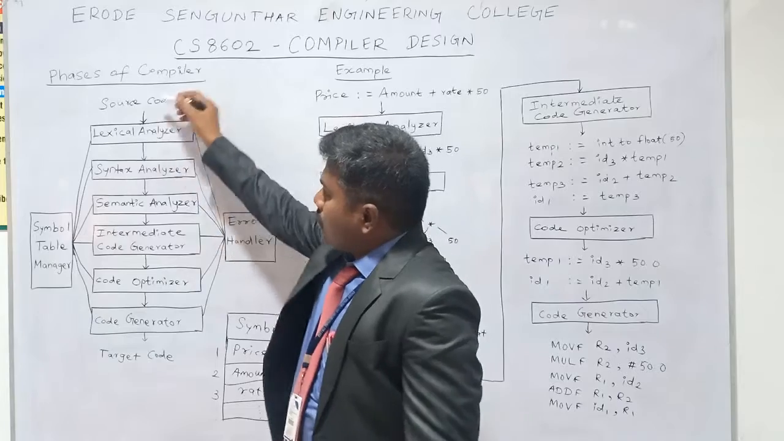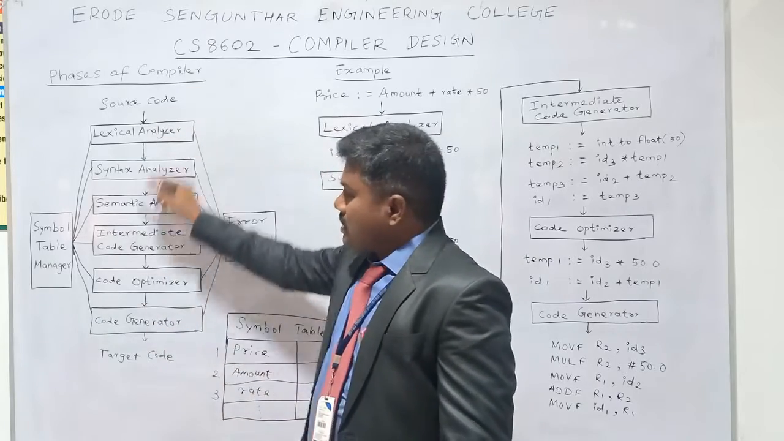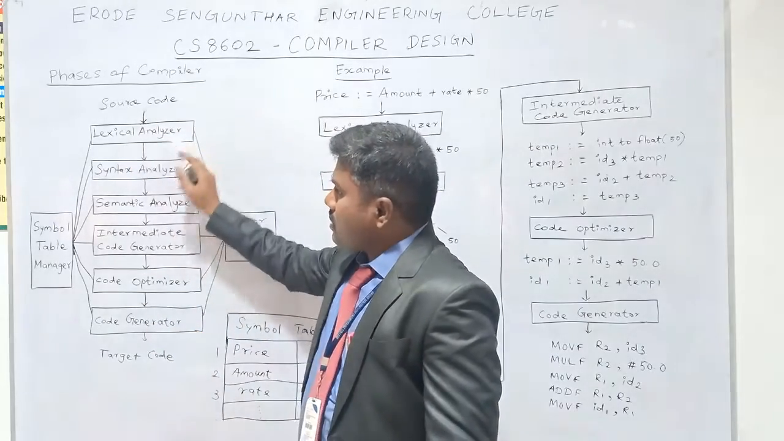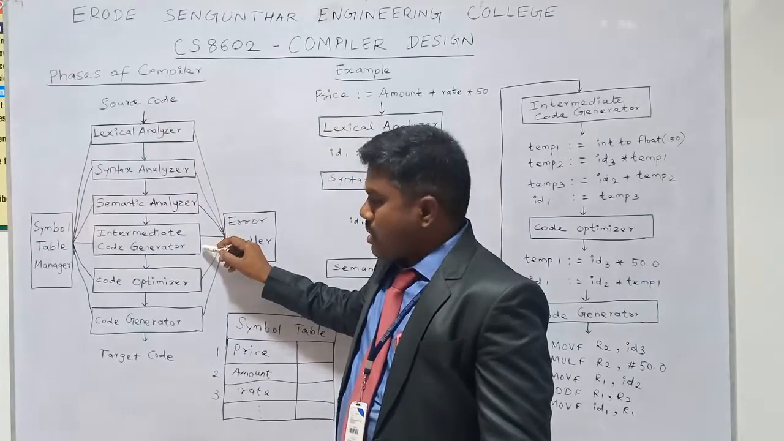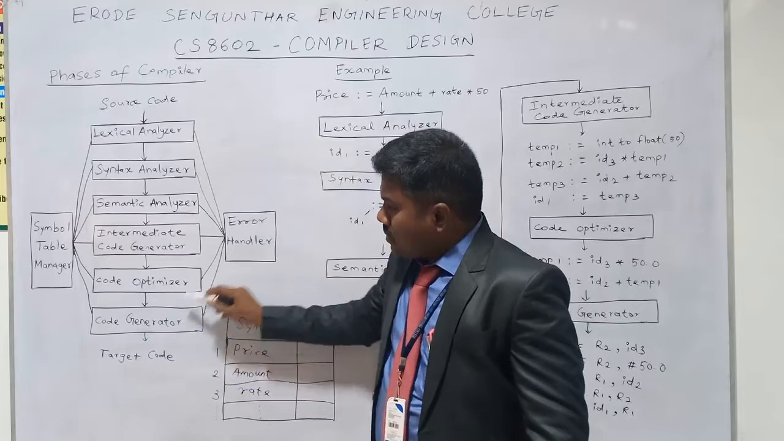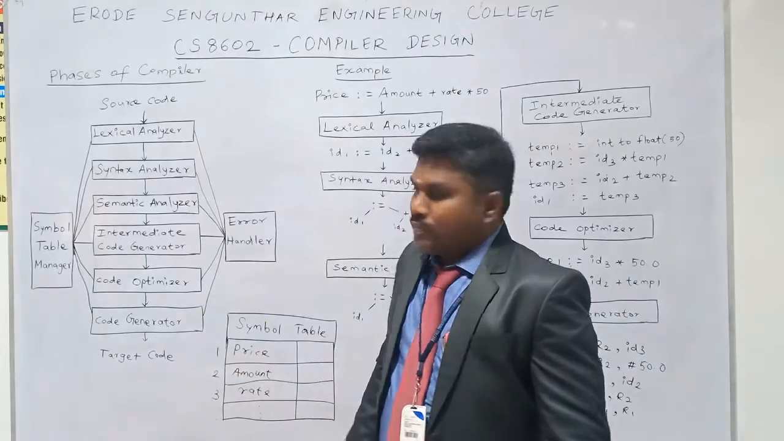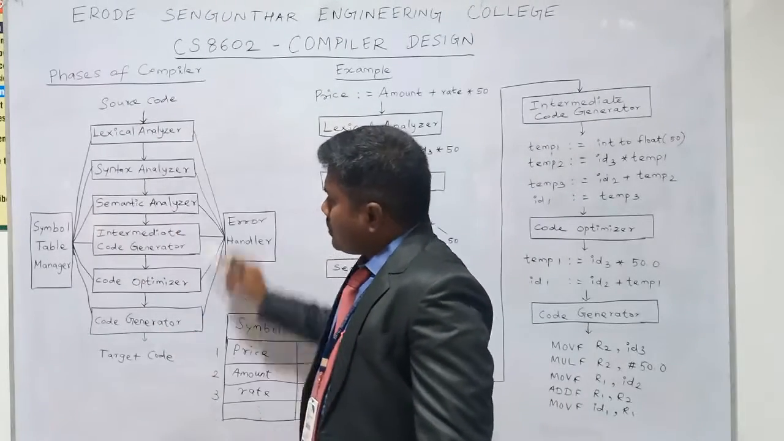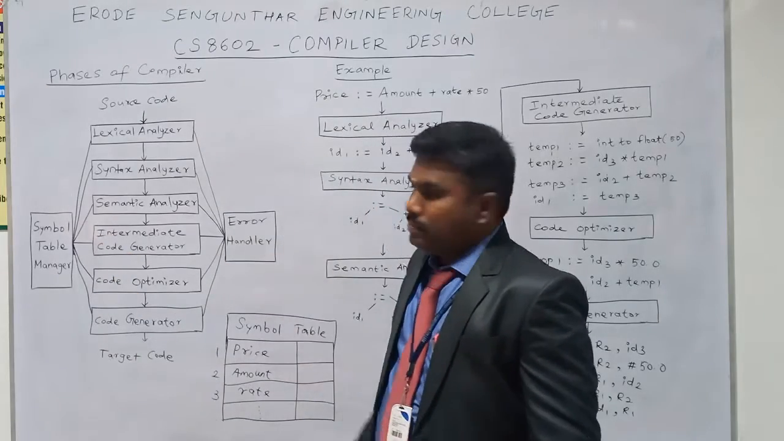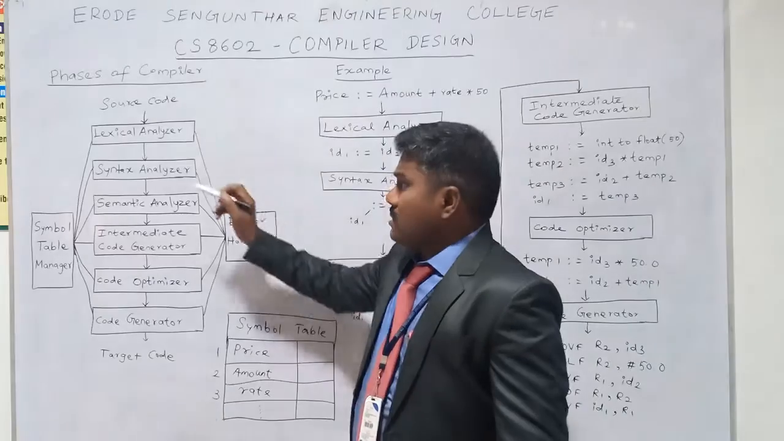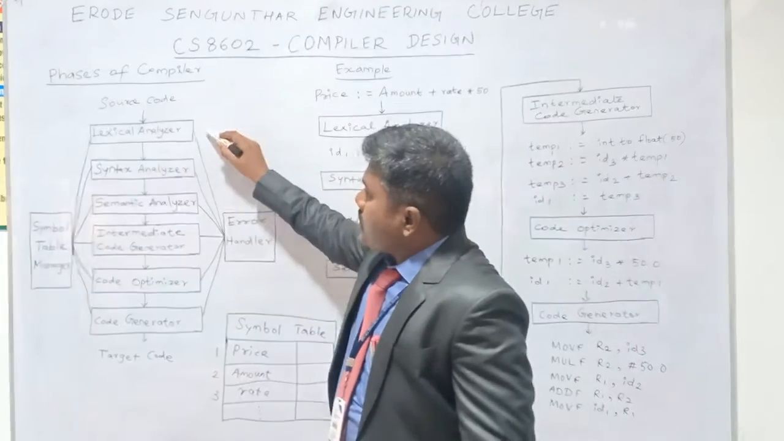Now, phases of compiler consist of these 6 phases: lexical analyzer, syntax analyzer, and then semantic analyzer, intermediate code generator, and then code optimizer, code generator. These 6 phases are interconnected with symbol table manager as well as error handler, the supporting phases. First, lexical analyzer.